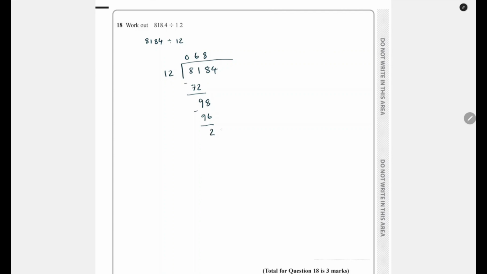We can then bring the 4 down. And then we ask ourselves, how many 12s go into 24? Well, that's 2. 12 times 2 is 24. So 24 minus 24 is 0. And so in total, how many 12s go into 8,184? Well, the answer is 682.